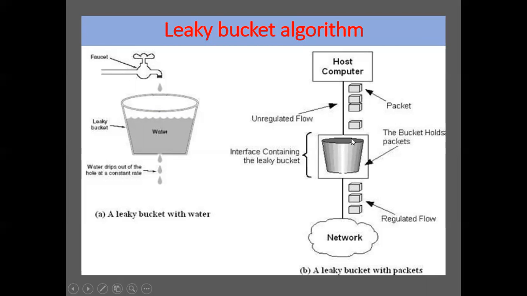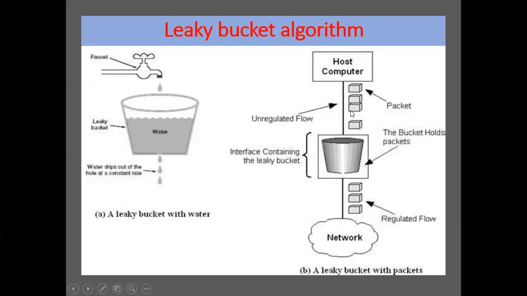It will store all these packets in the bucket. Then it will send the output at a constant rate, that is, a regulated flow. It will send the data packets to the network in a regulated flow manner. Here also there are two cases. Until the bucket is full, it's going to store all the packets. If it is full, then waste of packets takes place.